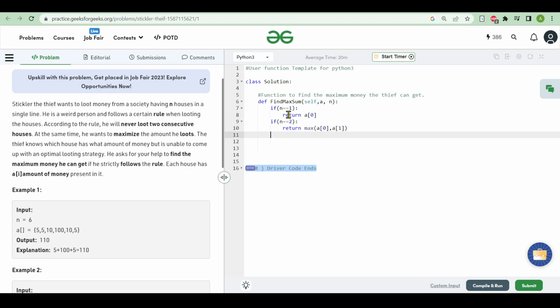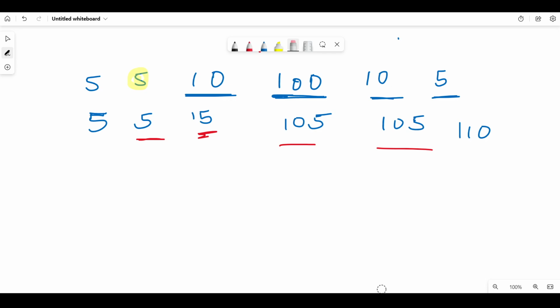I'm taking two variables. First, that will continuously hold the value of, suppose I am at this house. So the first will hold this previous to previous value, this value, and second will hold the maximum amount of looted money from just the previous house.